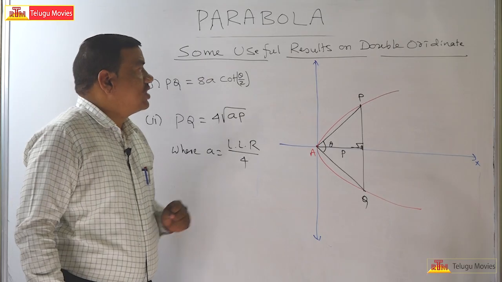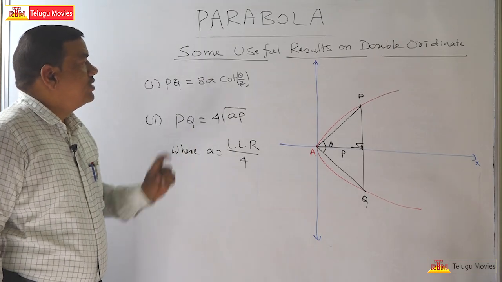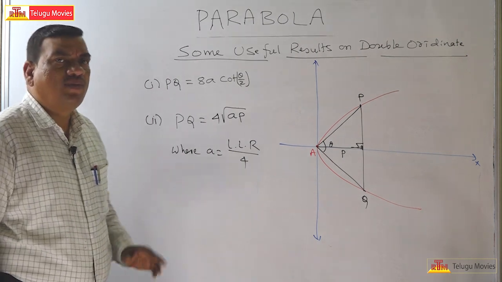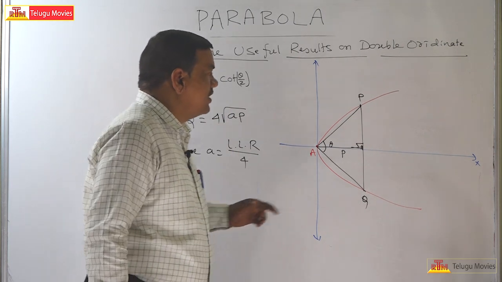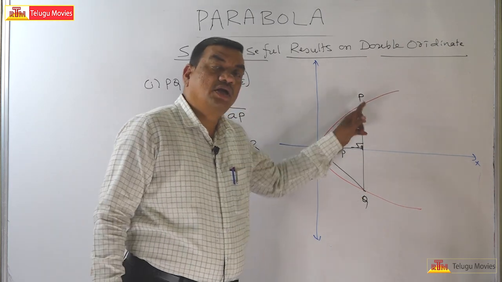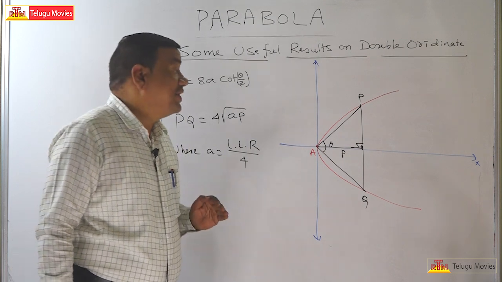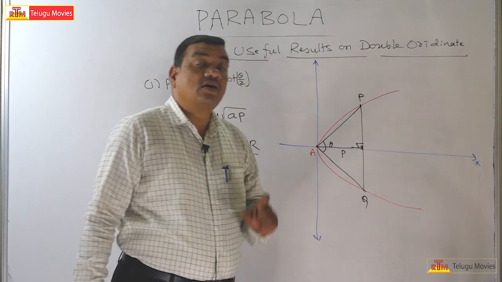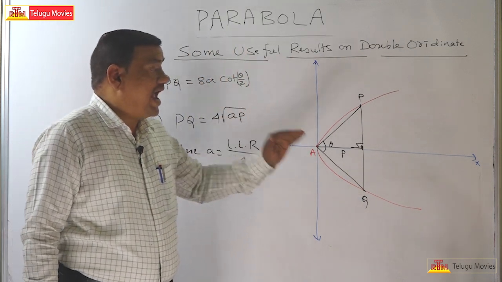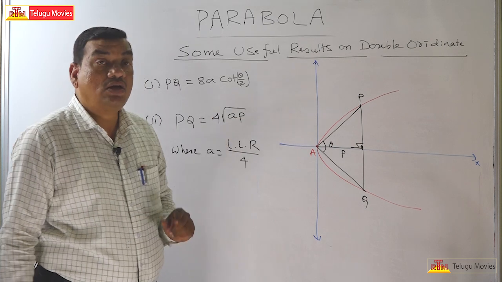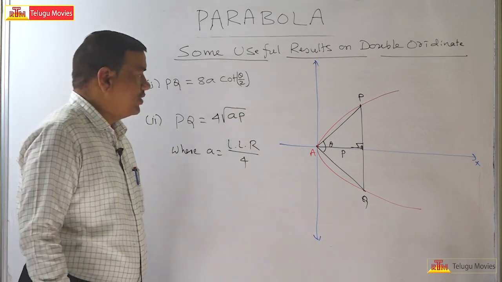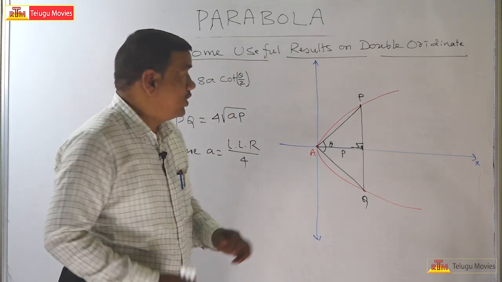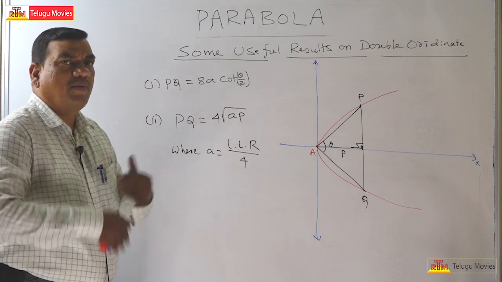This concept is some useful results on the double ordinate. So what is a double ordinate? We already explained that it is a chord which is perpendicular to the axis of the parabola. PQ is a chord perpendicular to the axis of the parabola. That is called a double ordinate. If you want to find the length of the double ordinate, there are two formulas, depending upon the given conditions.